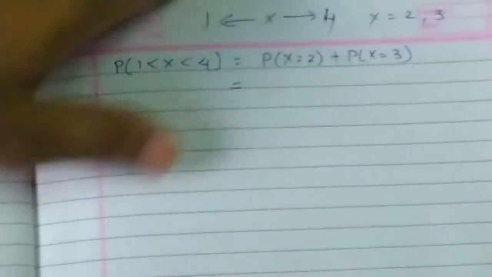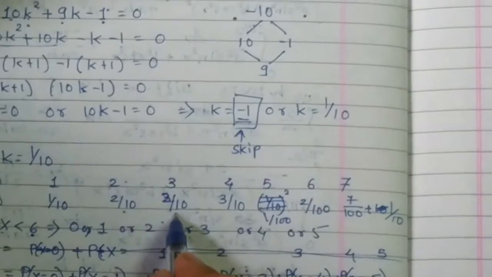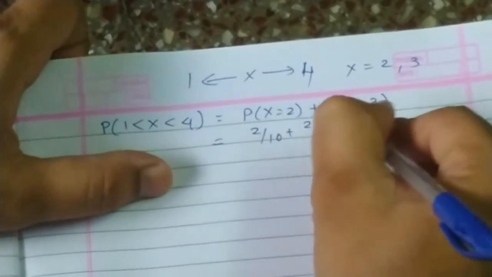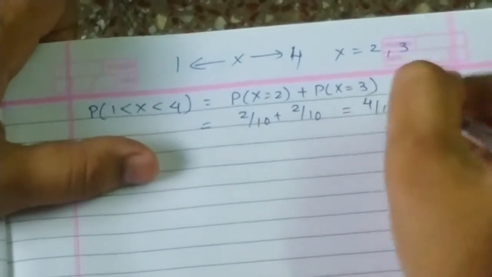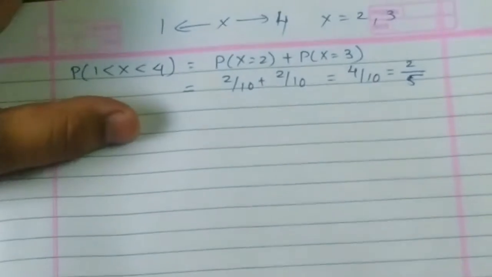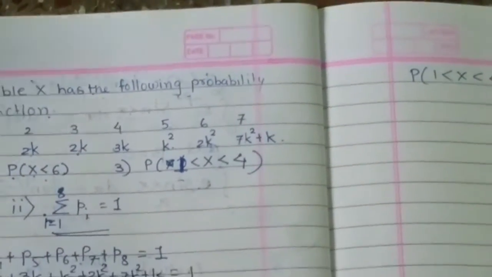What is the value of p of x is equal to 2? Just as we have seen here, it is 2 by 10 and here it is 2 by 10. So 2 by 10 plus 2 by 10 gives us 4 by 10. You can simplify it to 2 by 5. Are you clear with this? So this way you may get a question in the university examination.